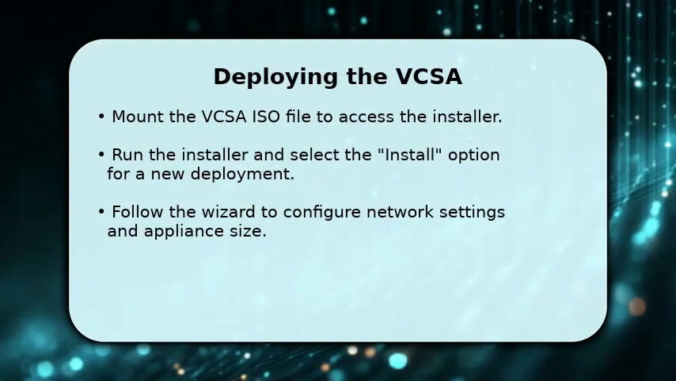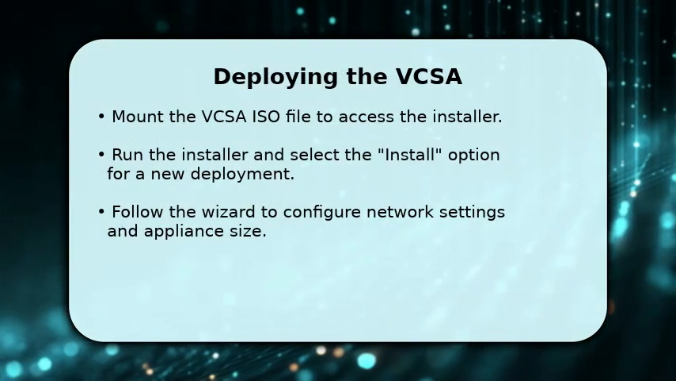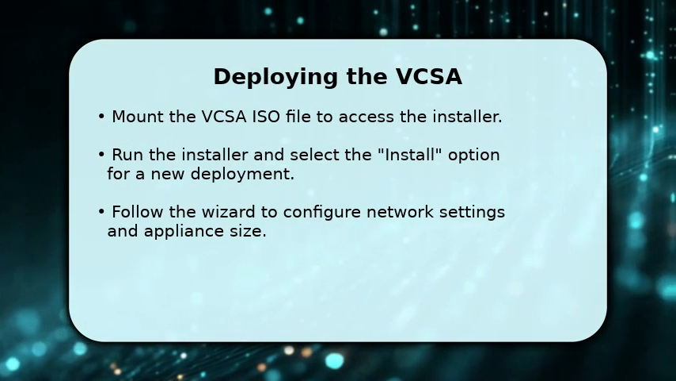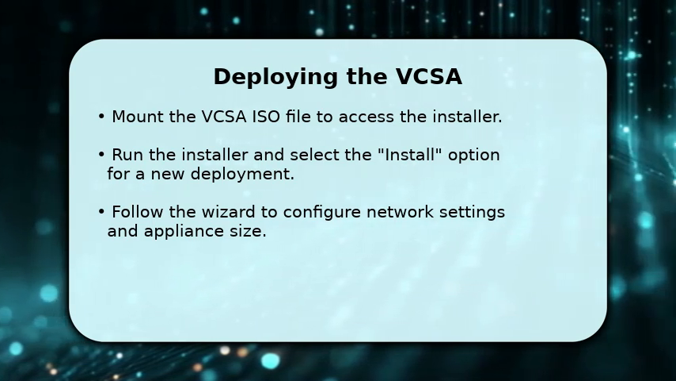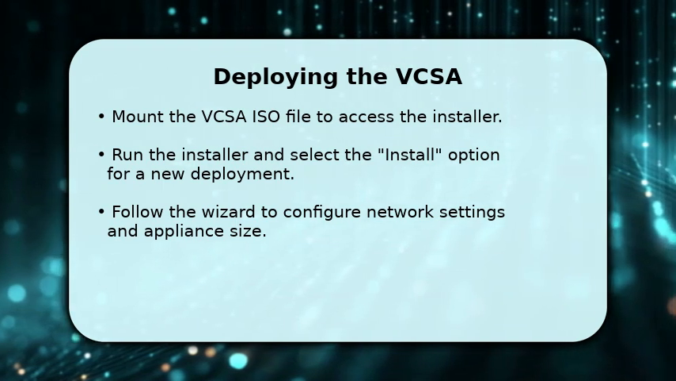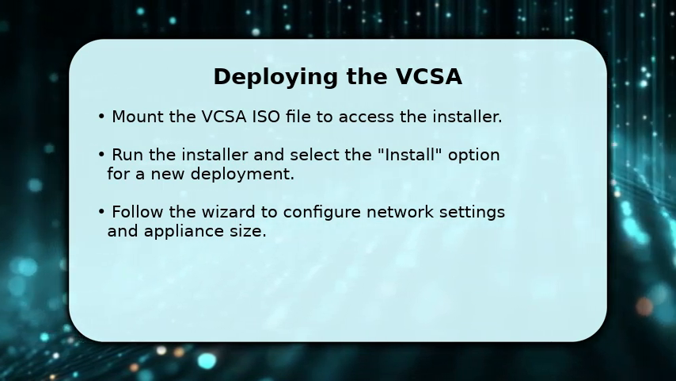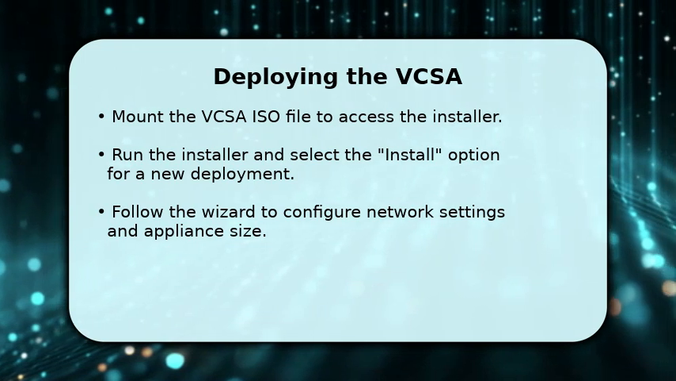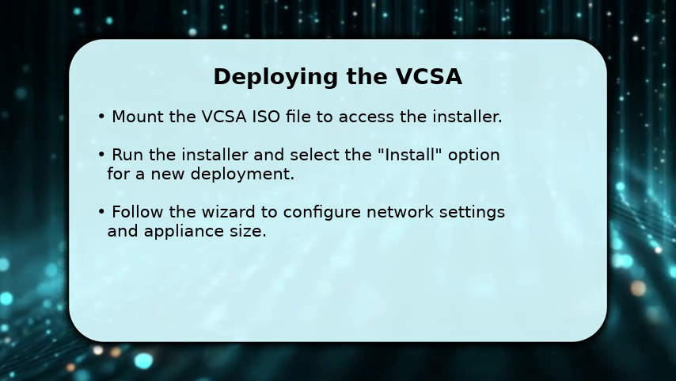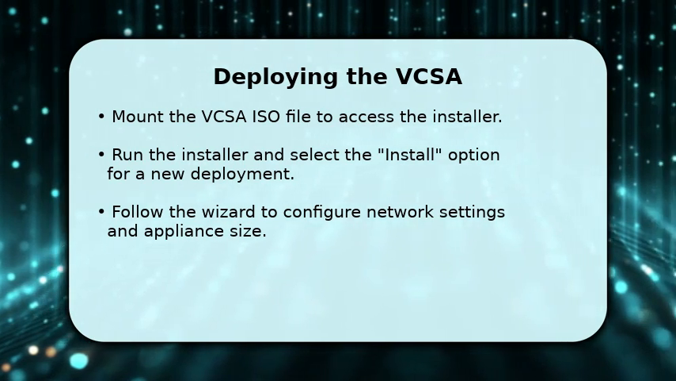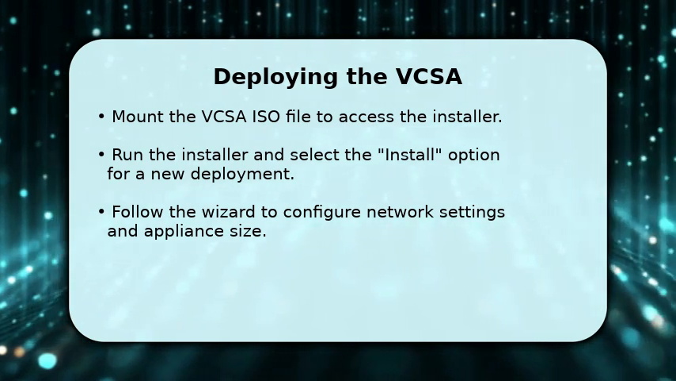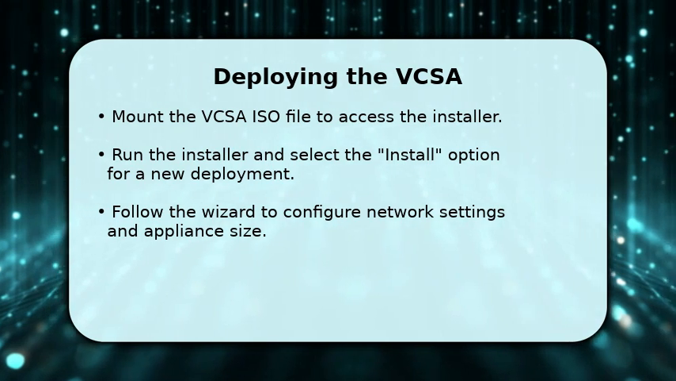Next, mount the vCenter Server Appliance ISO file to your management workstation to access the installer. Run the installer and select the Install option for a new vCenter Server deployment. The wizard will guide you through configuring the network settings, including the IP address and hostname, and choosing the appropriate appliance size based on your environment's needs. This initial stage sets up the core appliance.